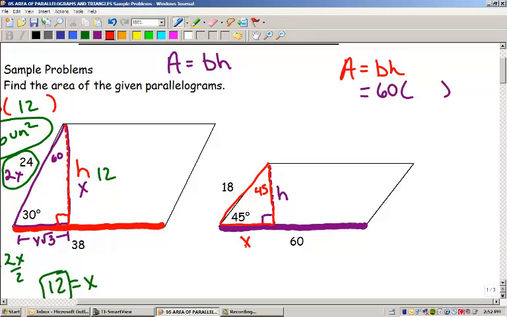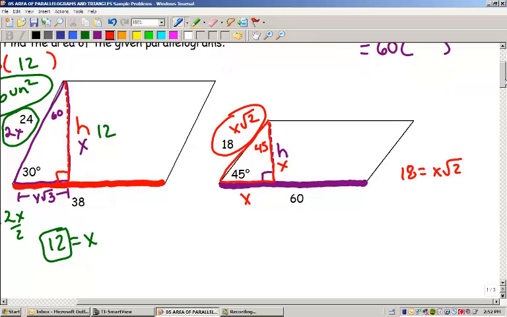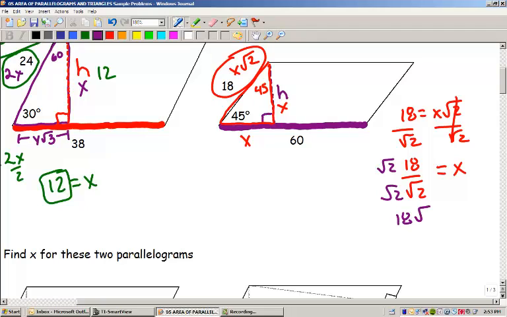And again, across from the 45 is x, across from the other 45 is x, and the hypotenuse is x root 2. So what we're going to do is take the 18 and set it equal to x root 2. And again, if you know the little shortcut, use your shortcut. Divide by root 2, divide by root 2. They will cancel, and you get x to be 18 over the square root of 2. Now I need to multiply the bottom and the top by the square root of 2, and I end up with 18 root 2 over 2, which turns out to be 9 root 2.